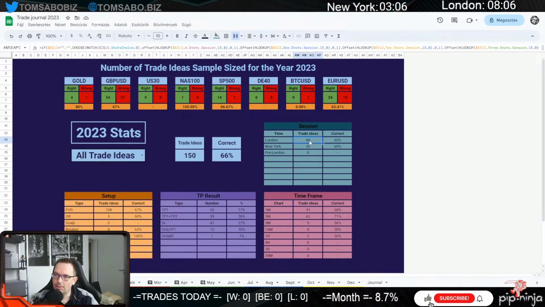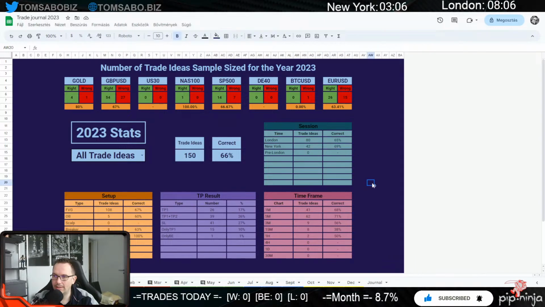Of course, I took more trades in London. This whole year, I took 80 trades in London. 65% of them were okay. And only 42 trades I took in New York because I live in Europe, in Hungary. So I prefer the London session more. But I still have more success in New York. I'm not sure why.